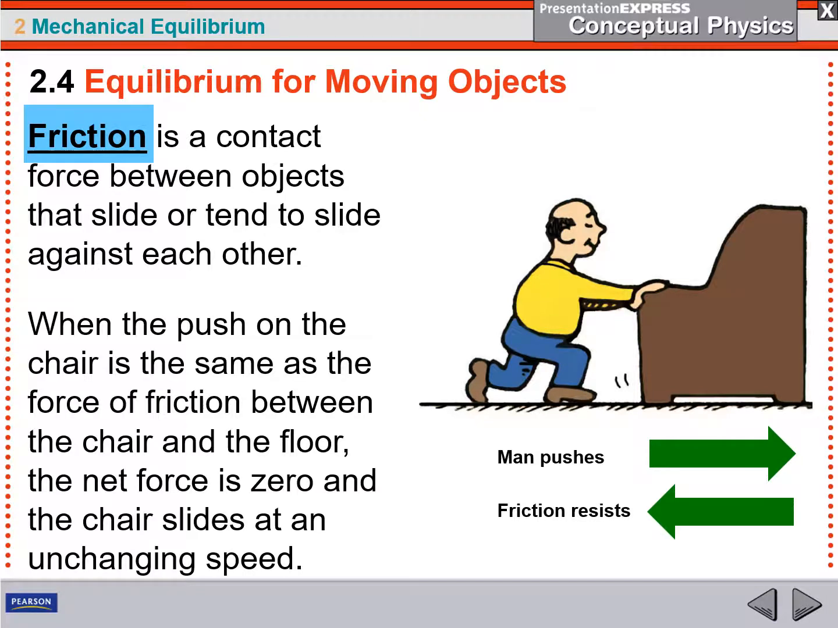So if this man is pushing the desk and the desk is speeding up, then the net force is greater than 0. The man is pushing with a greater force than friction is pushing back with. But if he's pushing at a constant speed, and yet he's applying a force, there must be an equal and oppositely directed force, known as friction, to keep that desk moving at a constant, unchanging speed in a straight line.